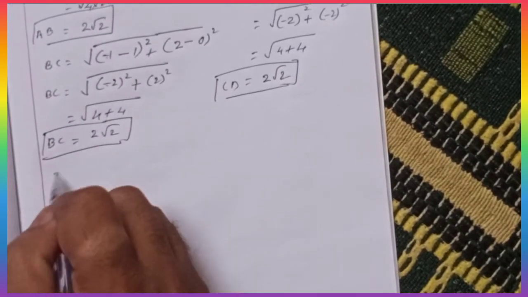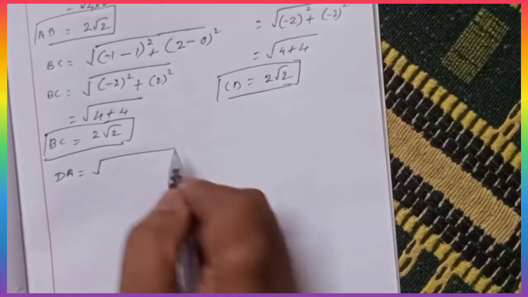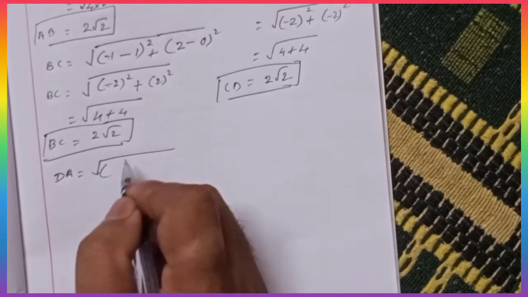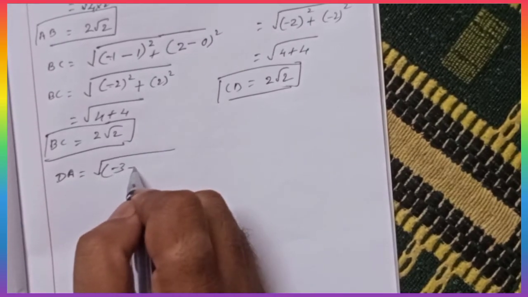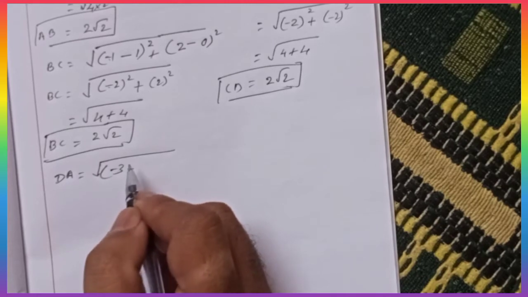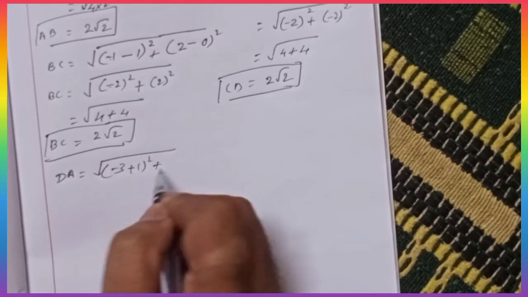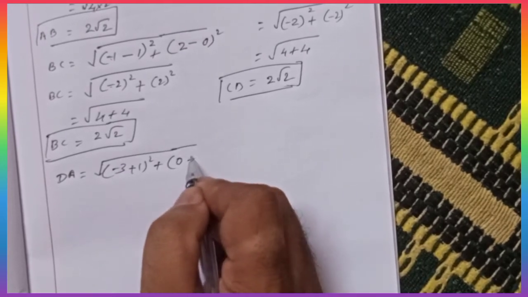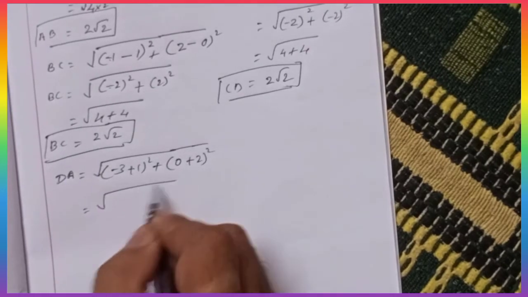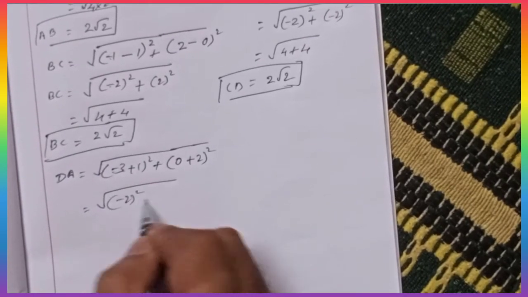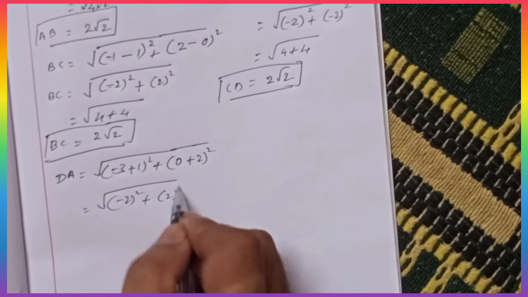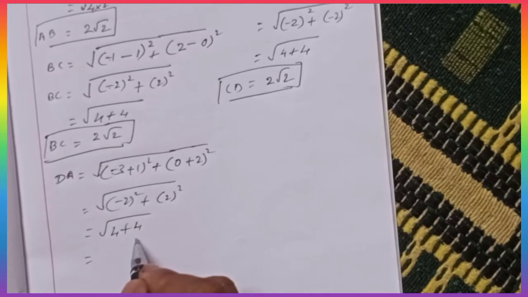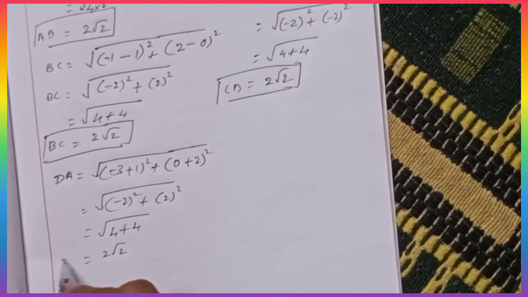The last one, that is DA. Now the coordinate points of D become x1, y1 and the coordinate points of A become x2, y2. Now x2 value is minus 3, minus x1 is minus 1, minus into minus becomes plus, 1 whole square, plus y2 is 0, minus y1 is minus 2, minus into minus becomes plus, 2 whole square. So square root of minus 3 plus 1 is minus 2 whole square, plus 0 plus 2 is 2 square. So minus 2 square is 4, plus 2 square is 4. So once again it is 2 root 2, the distance between D and A.